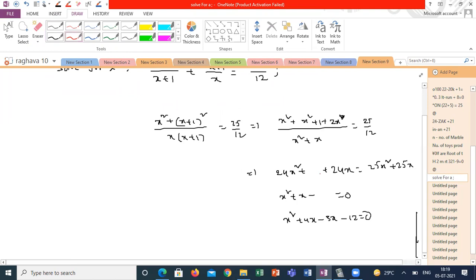Is it the same quadratic equation you got? Yes, sir. So x plus 4 into x minus 3, this will give the correct answer. So x is equal to minus 4 comma plus 3. Correct.